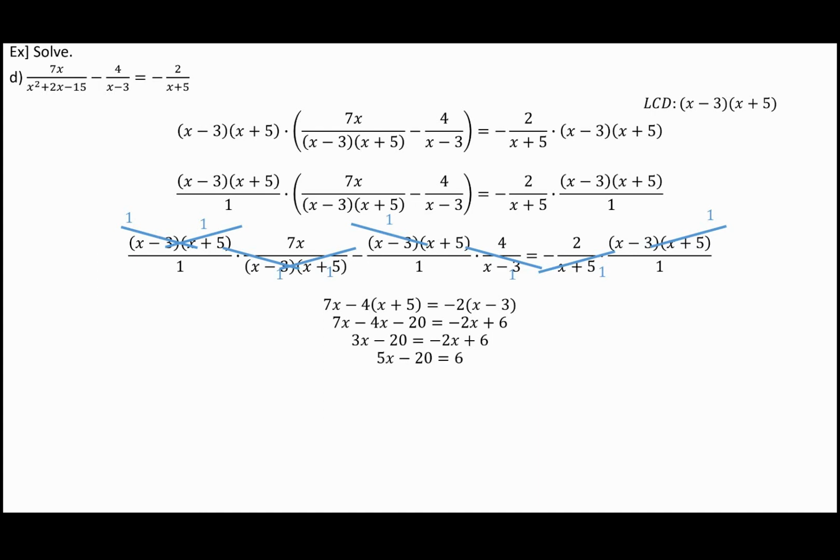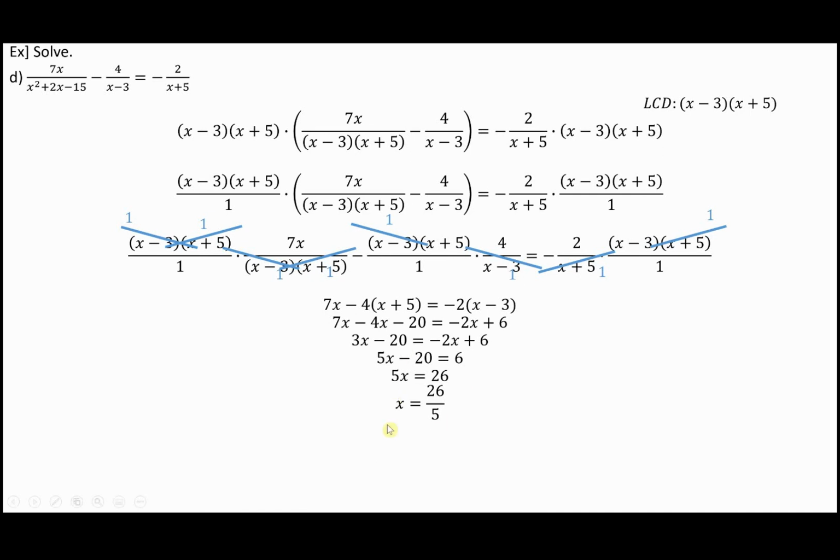Let's see what I decided to do. It looks like I decided to add 2x to both sides. Then the next logical step, the most efficient step, would be adding 20 to both sides, dividing both sides by 5, and we're good. That's going to be the solution that I calculate.